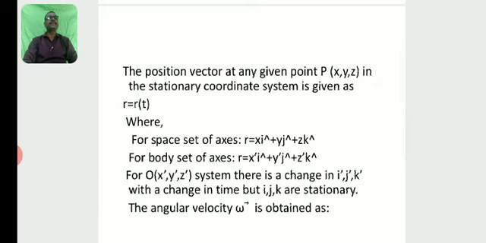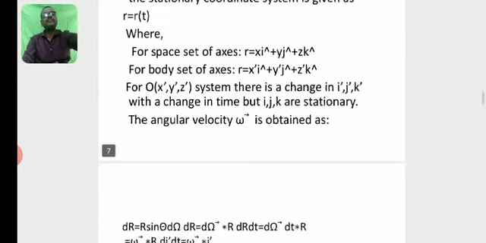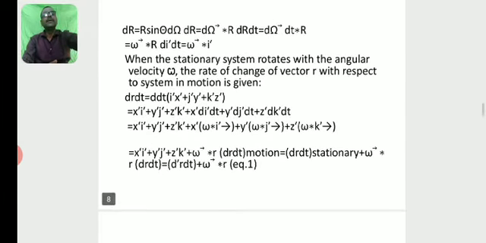The angular velocity omega is obtained as dr is equal to r sin theta d omega. So dr is equal to d omega into r, dr by dt is equal to d omega by dt into r, which is equal to omega into r. di dash by dt is equal to omega vector into i dash.